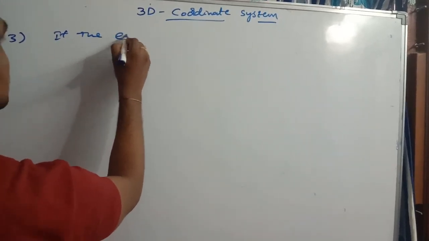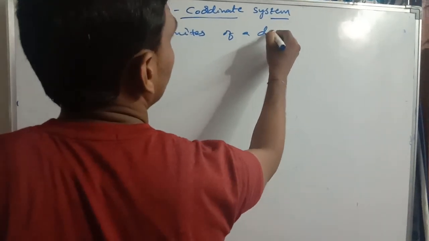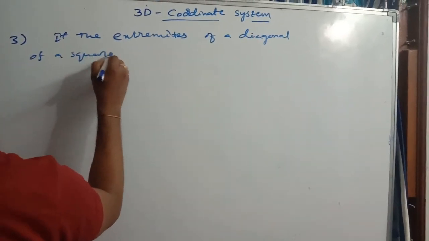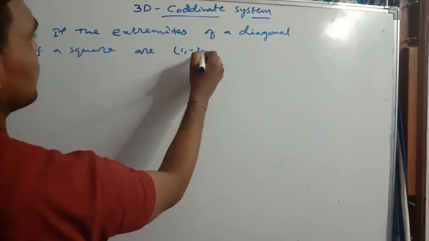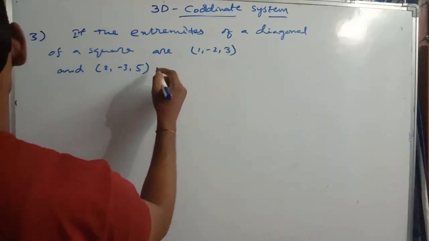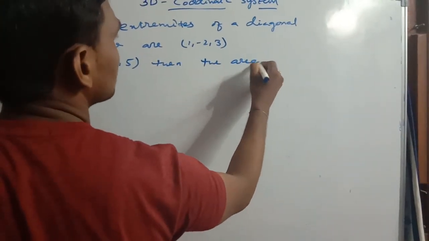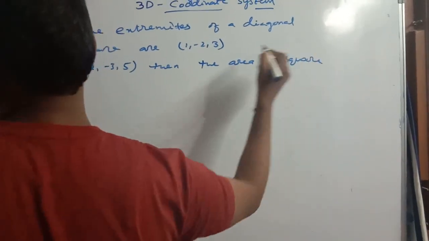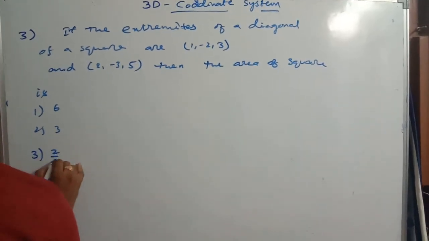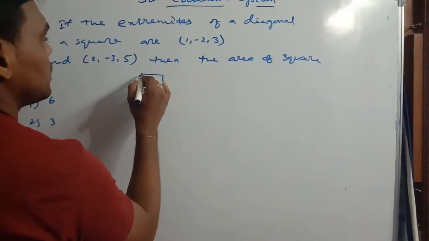If the extremities of a diagonal of a square are (1, minus 2, 3) and (2, minus 3, 5), then the area of the square is: first option is 6, second option is 3, third option is 2 by 3, fourth option is 1 by 2. Now a square diagram, and this is one of the diagonals.